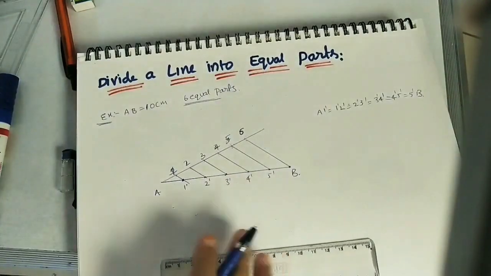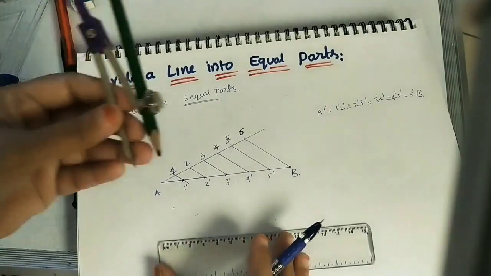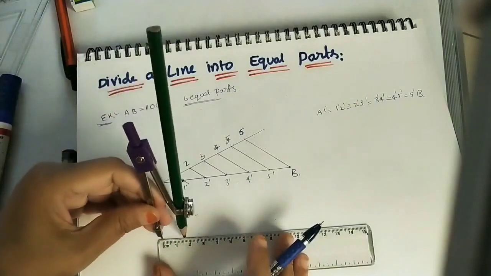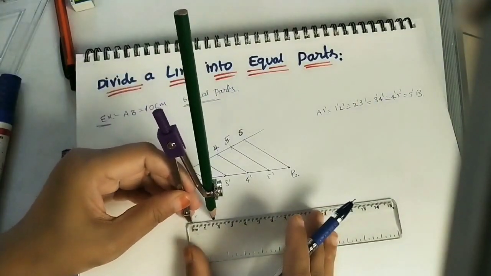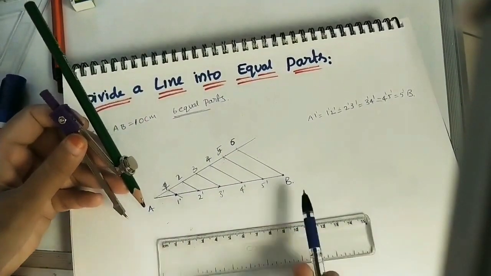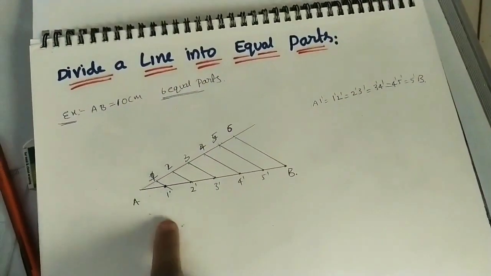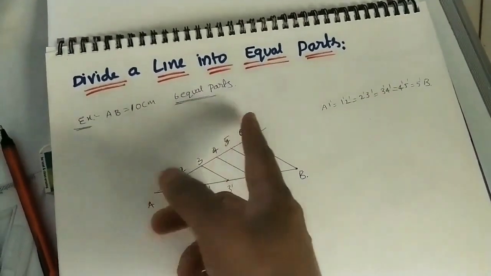We can check how much length it is. Already I took this length here, so we can check in the scale. Each one is 1.66 centimeters. This is the process of dividing the line into some n number of equal parts.